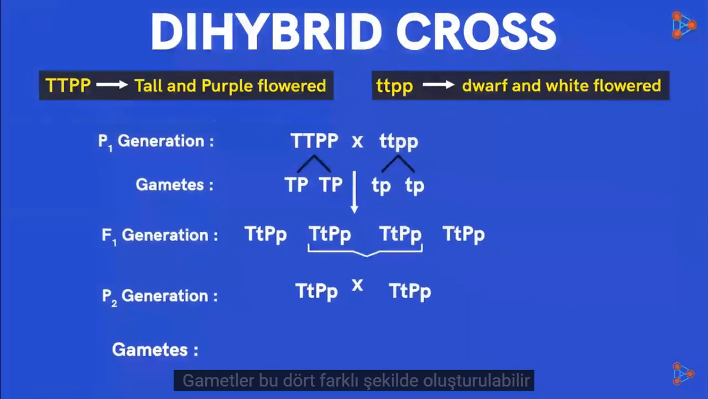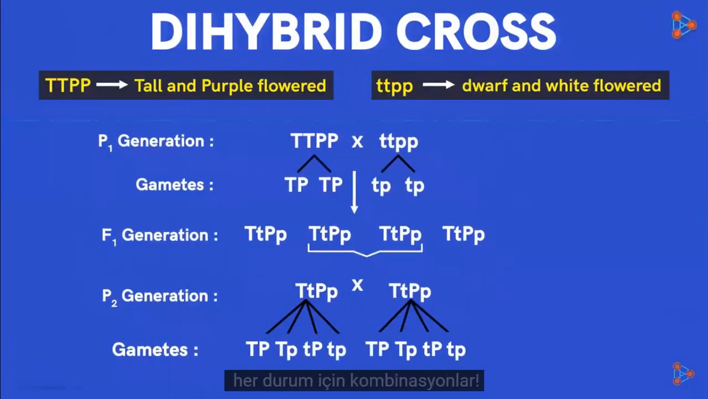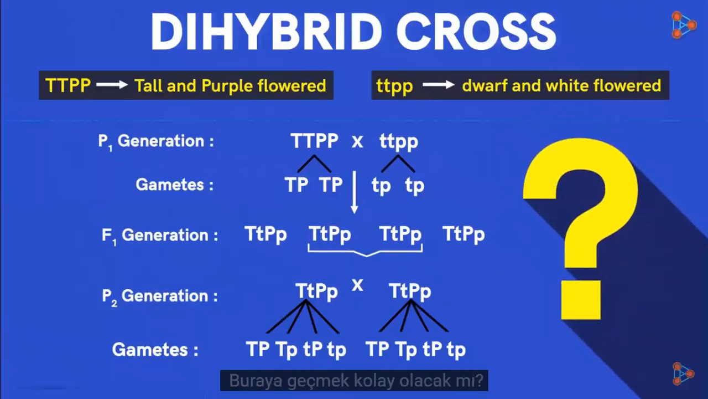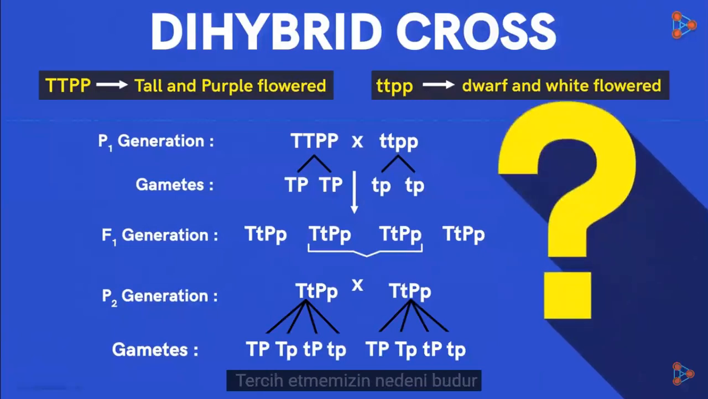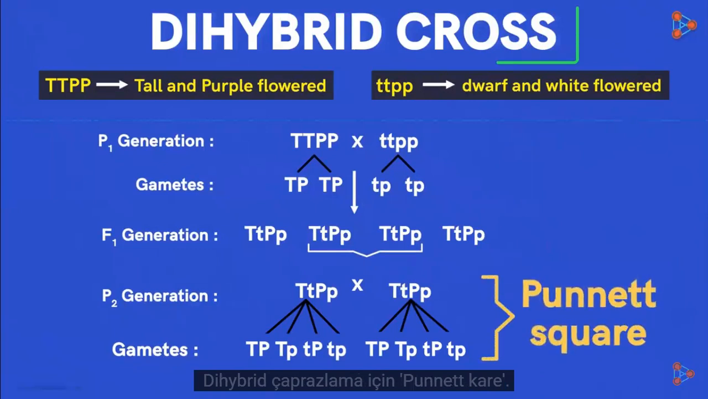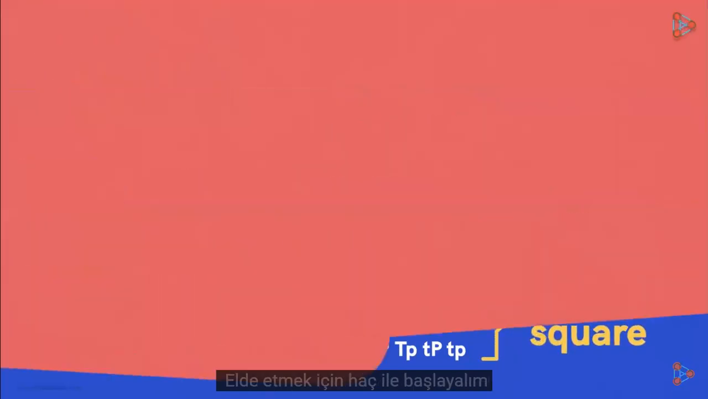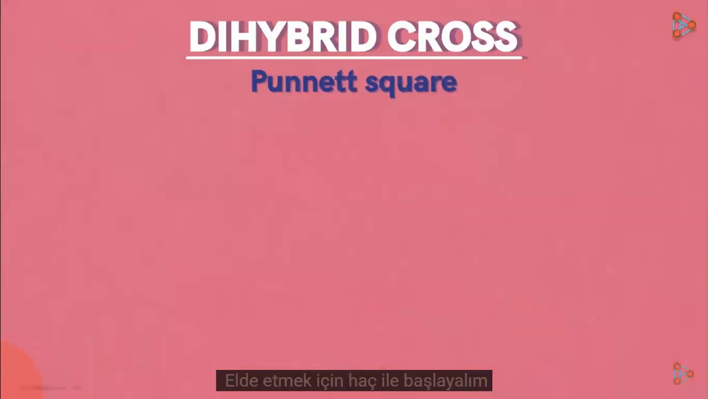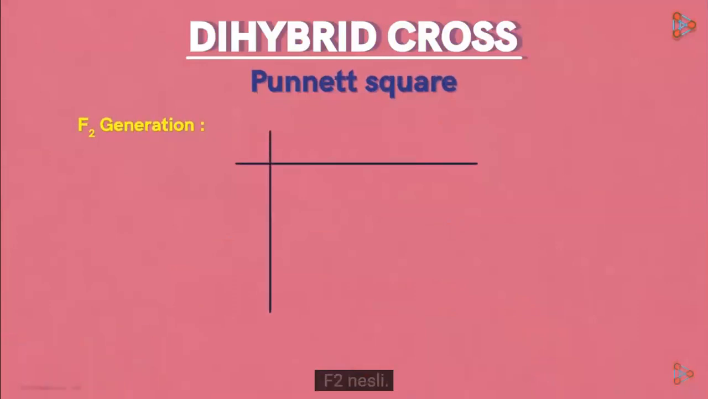Gametes can be formed in these 4 different combinations for each case. Did you notice what happened? Will it be easy to do the crossing here? Definitely not. That is the reason why we opt for Punnett square for a dihybrid cross. Let's get started with the cross for obtaining the F2 generation.